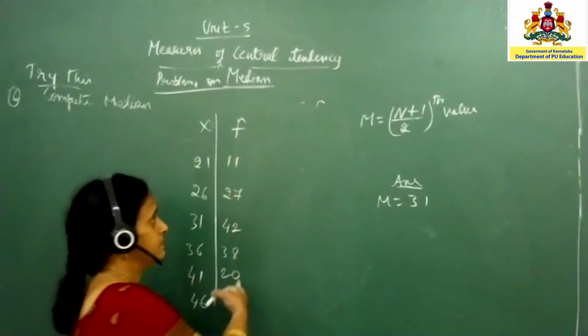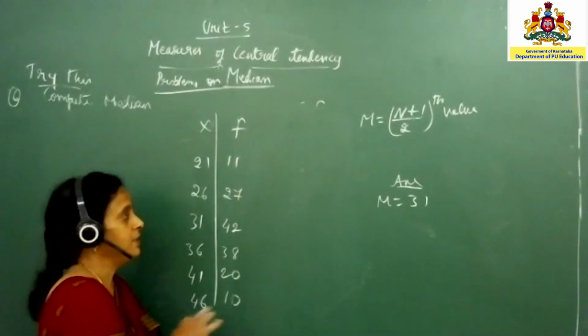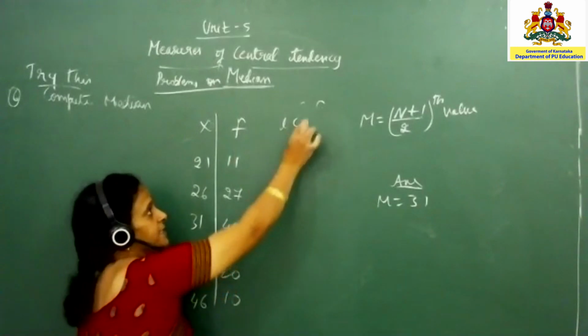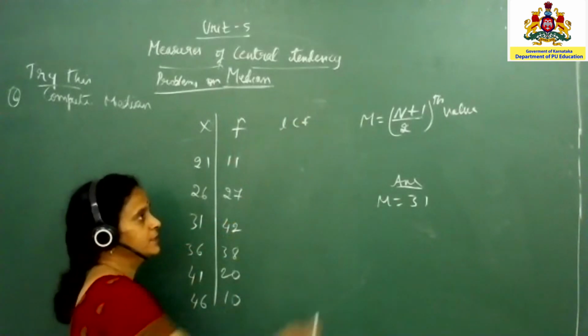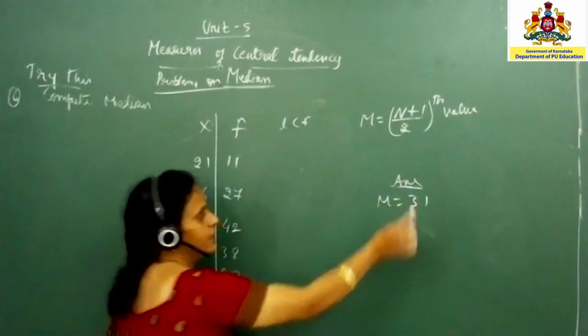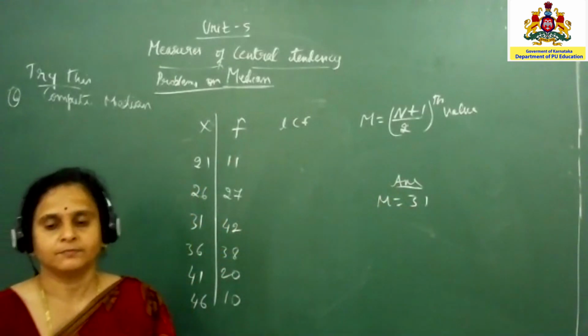So try this problem, which is similar to the previous problem. For the solution part, get the LCM, less than cumulative frequencies, and use this formula. So finally, n will be 30 pounds.